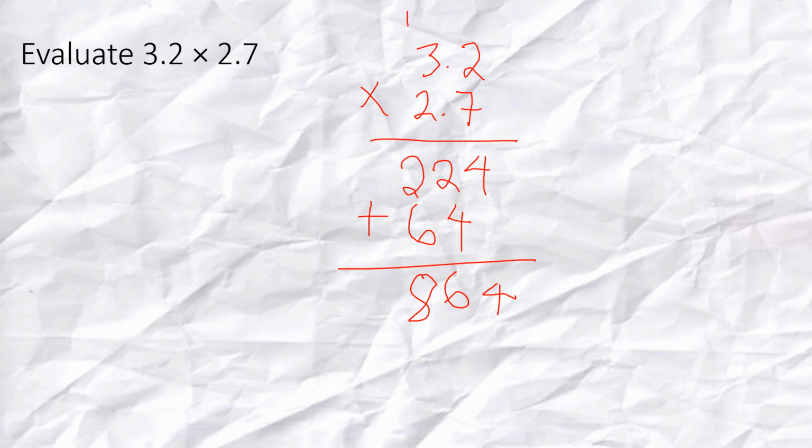We count the number of decimal places. We have 1 here. We have also 1 on the second factor. So 1 plus 1 is 2. So we move the decimal point from the right going to the left 2 times. So this is where we will put our decimal point. So the answer is 8.64.